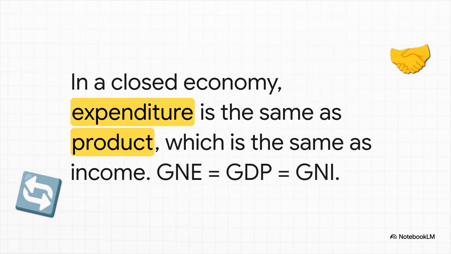Now, inside our little bubble country, everything is in perfect harmony. Every single dollar that's spent is a dollar's worth of something that gets made, and every dollar of stuff that gets made turns into a dollar of income for someone. Expenditure, product, income, they're all exactly the same. It's a nice, neat little circle. But, of course, the real world, well, it's a whole lot messier than that.